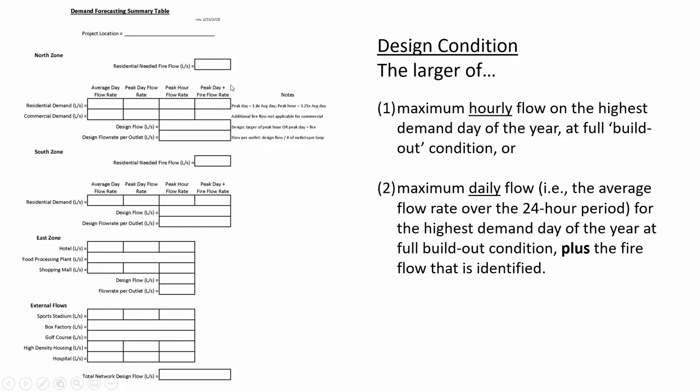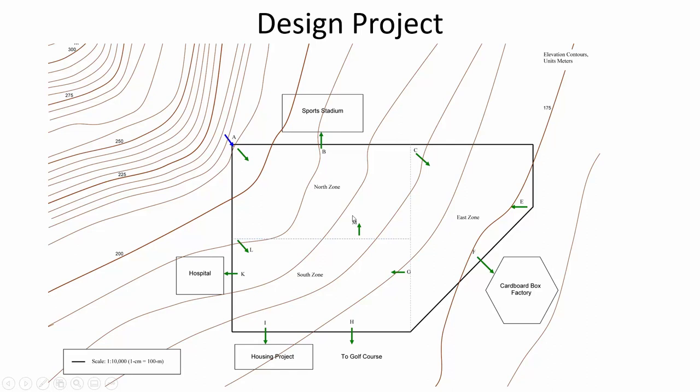And so, just for example, what you can do is fill in these blanks with your assumptions and the research and the calculations you do, and this is going to help you to identify what is the design flow rate per outlet. So the design flow rate is how much water is used by the entire north zone, but then the design flow rate per outlet, if we go back to the map, you'll notice that in the north zone, there are two arrows that feed water into the north zone. There's junction A and junction M. And so all of the water that's demanded inside of the north zone, you divide that quantity by two, and half of it goes from this arrow, and half of it goes from that.